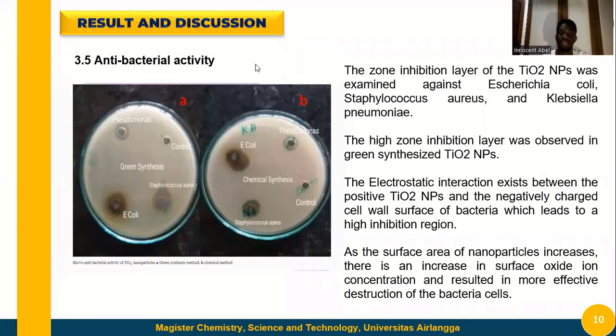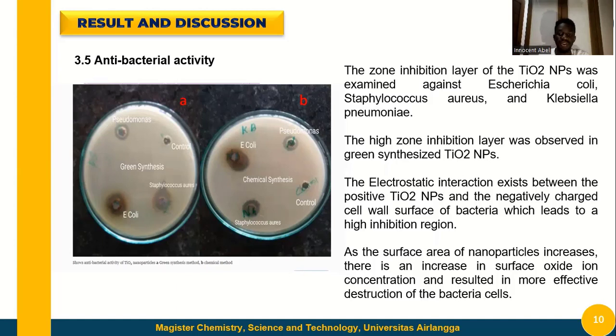Next is the antibacterial activity. The zone of inhibition of the titanium dioxide nanoparticle was examined against E. coli, Staphylococcus aureus, and Klebsiella pneumoniae, and the larger zone of inhibition was observed in the green synthesized nanoparticles compared to chemically synthesized nanoparticles. The electrostatic interaction exists between the positively charged titanium dioxide nanoparticle and the negatively charged cell wall surface of the bacteria, which leads to a high inhibition region.